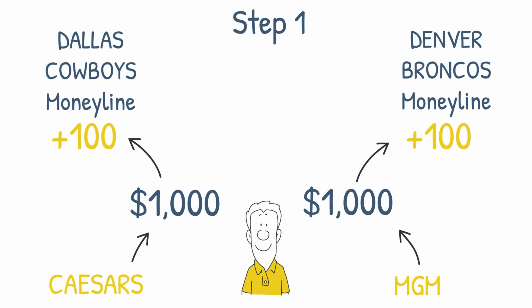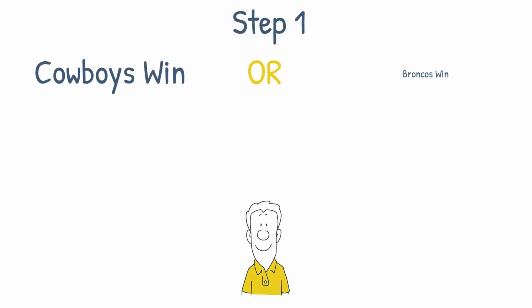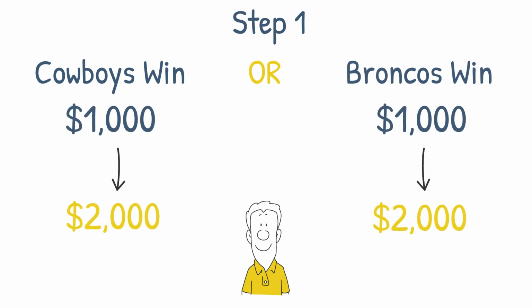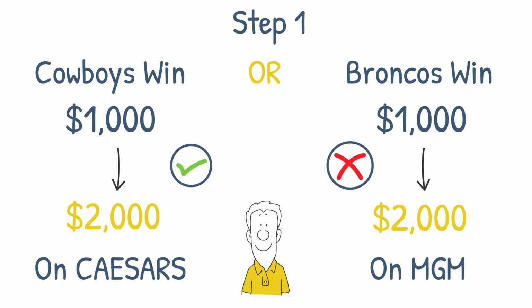In short, if Jimmy wagers $1,000 on a +100 odds, he'd get back his initial bet and $1,000 winnings, so a total of $2,000 out. Regardless of which team wins, Jimmy wins back all the initial money he bet, in this case $2,000, because he had bet $1,000 on both sides. For example, the Broncos win, and Jimmy wins $2,000 on MGM and loses on Caesars. Recall that if the Cowboys had won, Jimmy would win $2,000 on Caesars and lose on MGM.